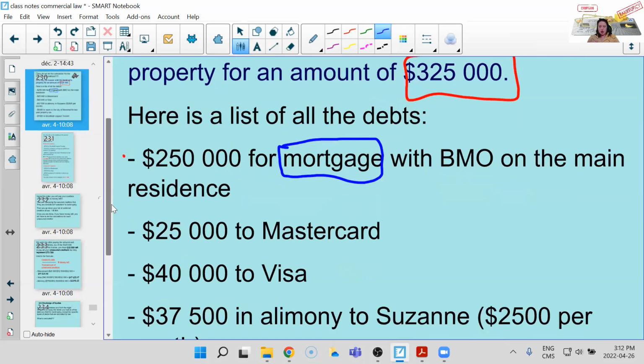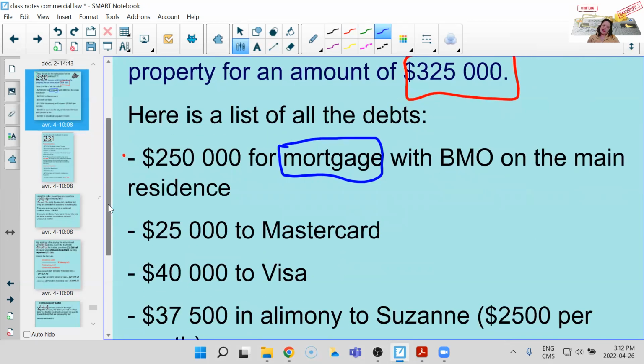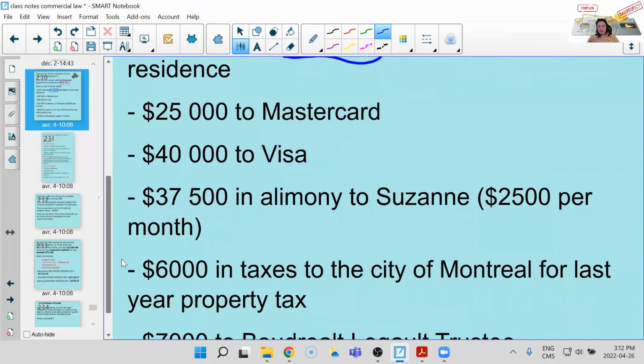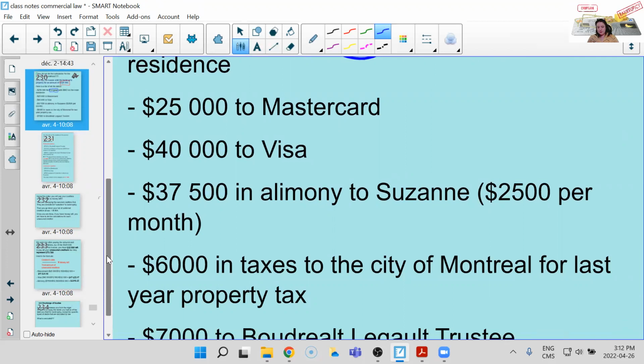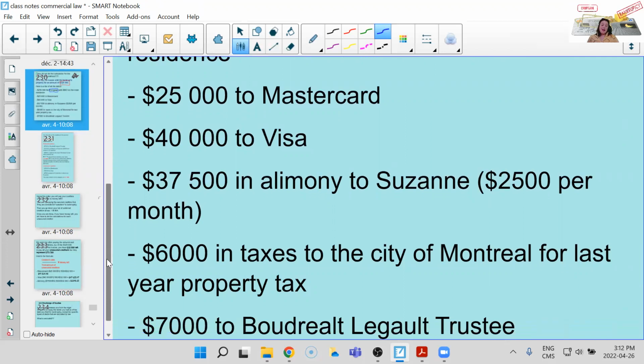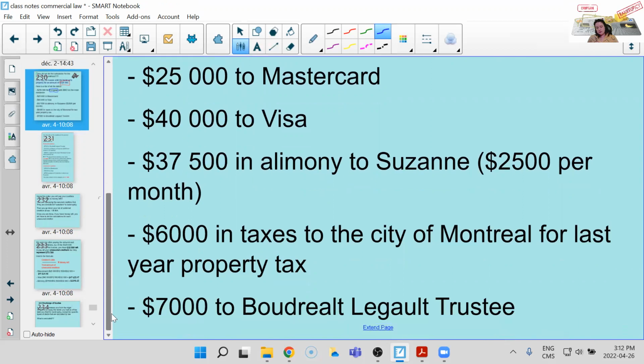$25,000 to MasterCard, $40,000 to Visa, $37,500 in alimony to Suzanne. So this is composed of $2,500 per month. $6,000 in property taxes for the last year. And $7,000 to Boudreau-Legault trustee.